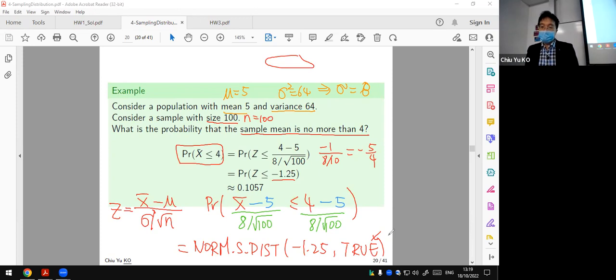Although this example looks artificial, later you will see we use this very often when we do hypothesis testing or estimation. So let's have a break of 10 minutes. We'll resume 10 minutes later. Okay.